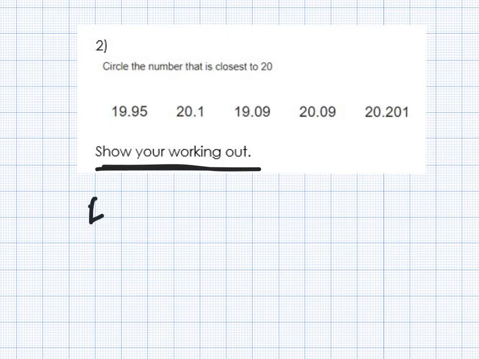Now we can think of this as £19.95, and we should be able to work out that that is just 5p away. We can do that by taking 19.95 away from £20, or we can go £19.95, 96, 97, 98, 99, and then that would be £20.